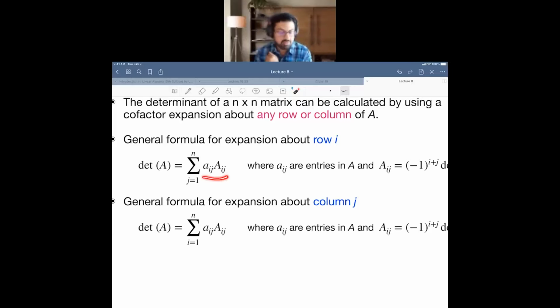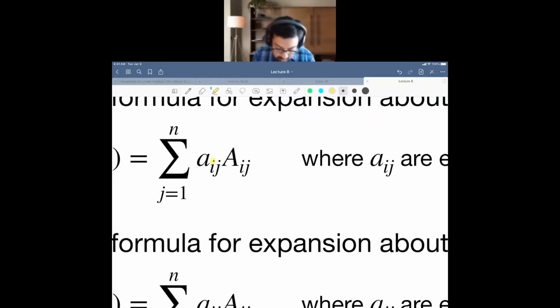So we can just write it as a summation of elements in A multiplied by their corresponding cofactors. And if you are doing an expansion about row i, you would fix that row i and do the summation for all j, for all columns, right? So you fix row i. In this case, i is fixed. And then you do the expansion for all the columns, j. And you would get that determinant.